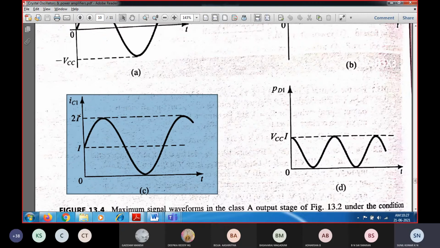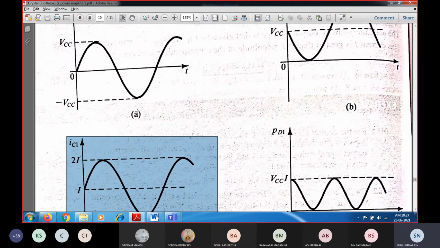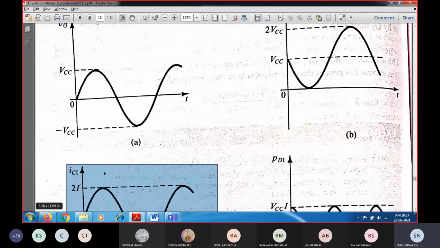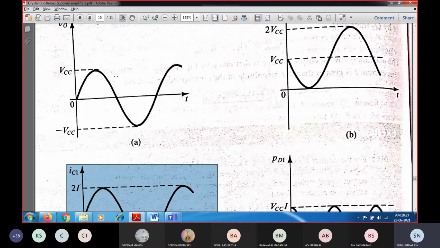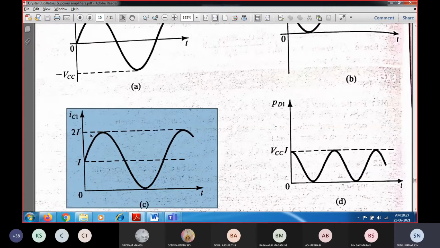IC1 is the collector current one. So the current will start increasing from ICQ, and the output will be similar to the input voltage waveform. So this is the output current expression. And if I want to find out what the PD is, PD is nothing but the power supply, that is the output voltage with respect to the output current.